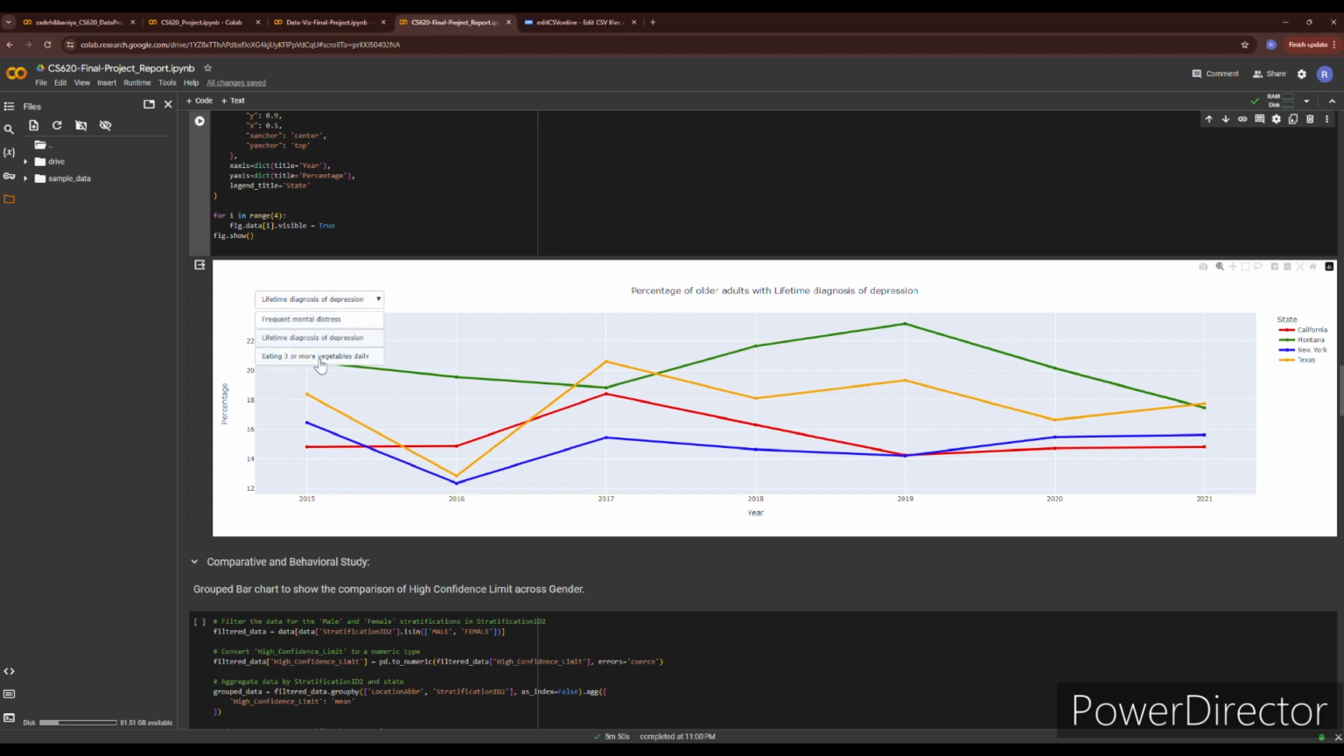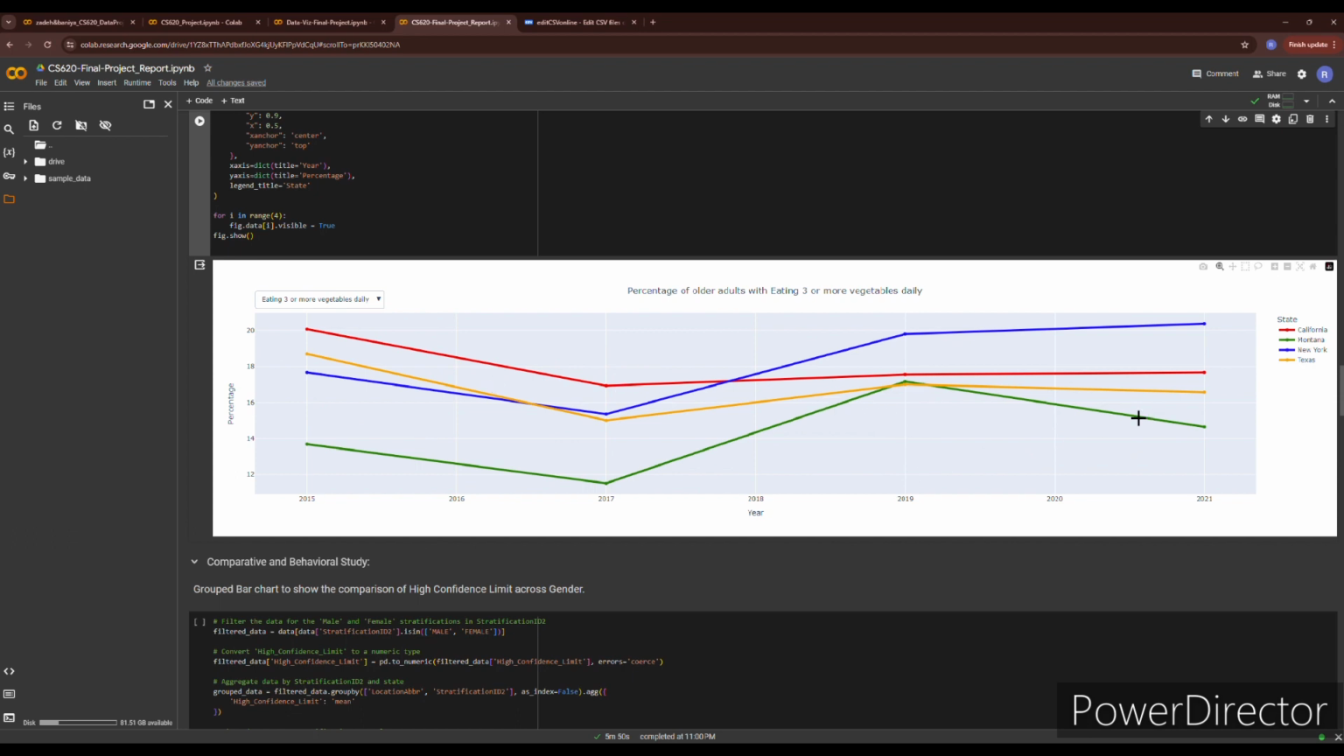Now, let's move on to eating 3 or more vegetables daily. You can see that these curves are pretty stable and they're going down because it means that the person is taking good care of himself by eating regular food at regular intervals of time and taking care of himself. That's why these curves go down. So you can see the trend analysis using the multi-line chart in this particular graph.